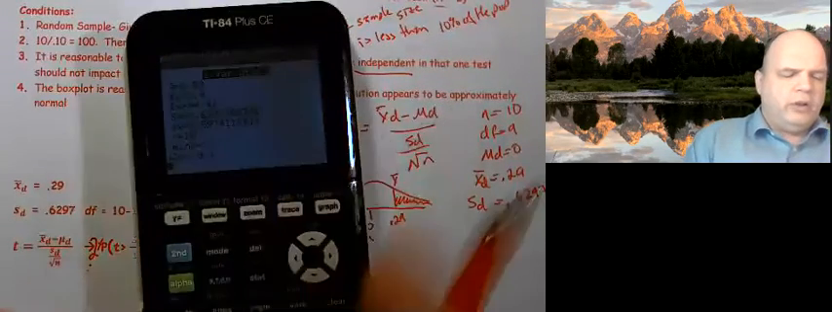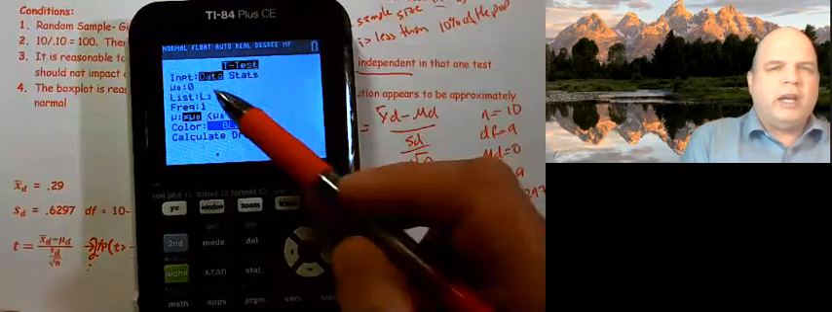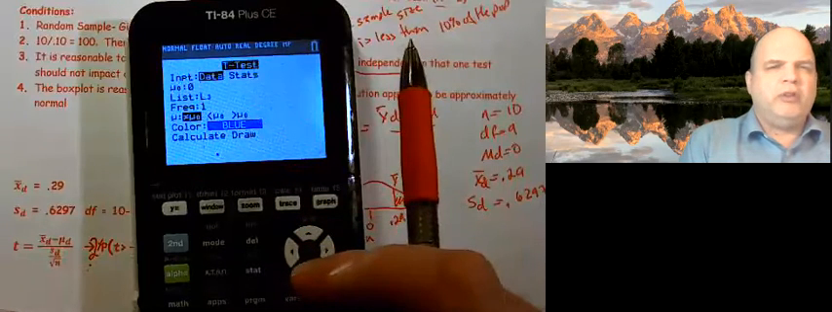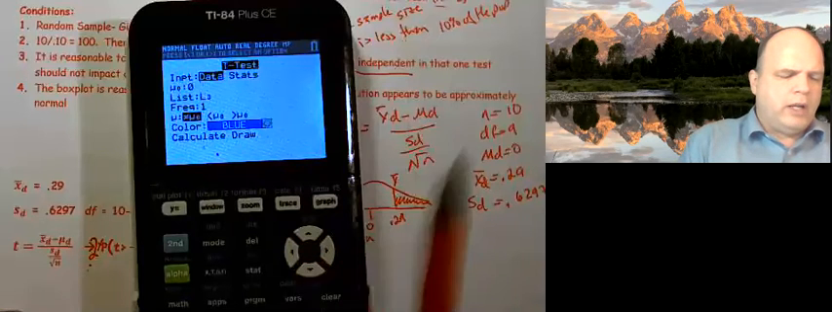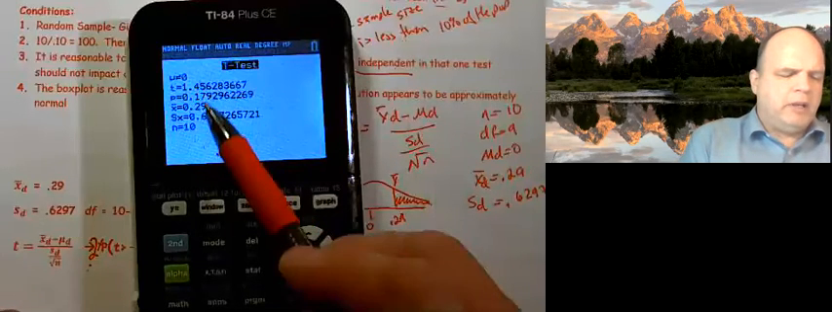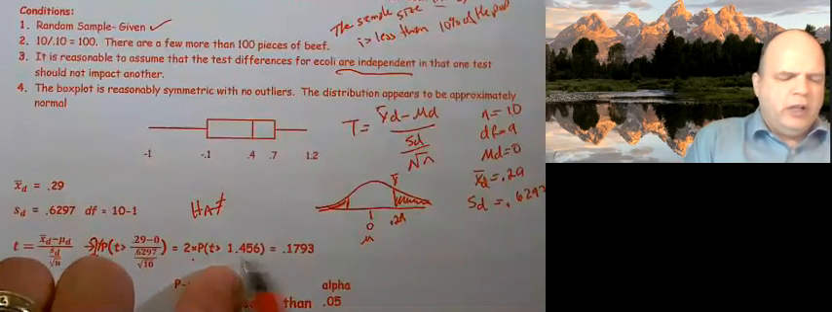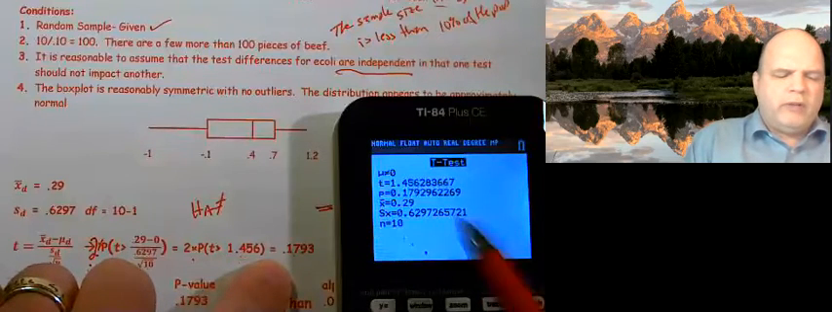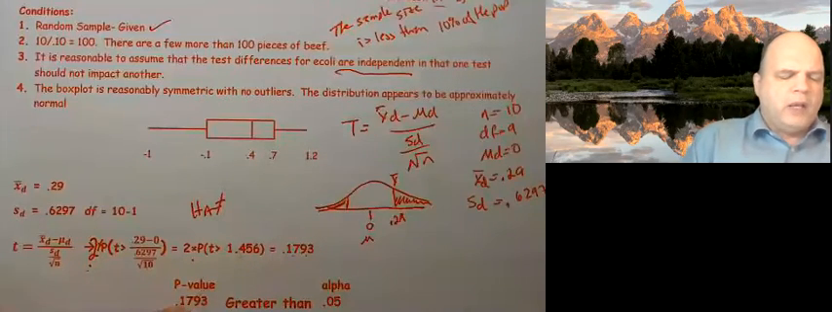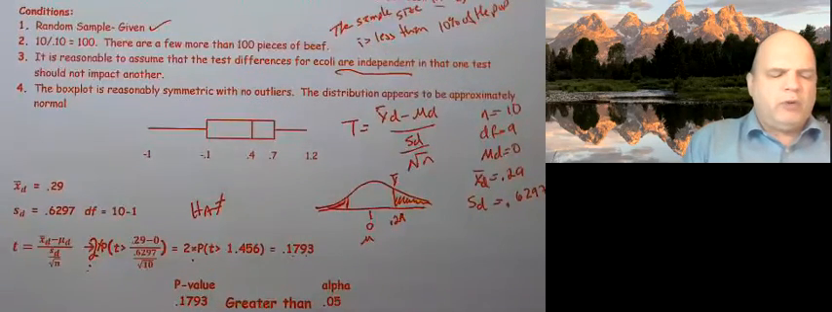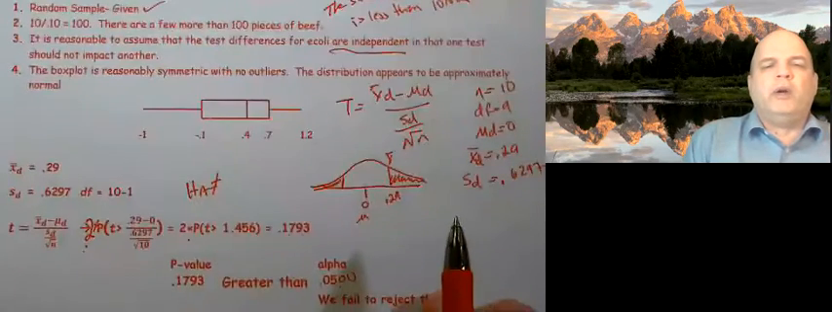And when I run this test, stat, test, t-test, data needs to be highlighted. My mean is assumed to be 0. My data is in L3. I'm going to go ahead and calculate a not equal. When I do that, I end up getting t is 1.45. So 2 times the probability of this, and that equals 0.1793. Now it's already doubled it, so I don't need to go back and do that. So p-value is 0.1793, which is greater than alpha, 0.05. We're going to fail to reject.